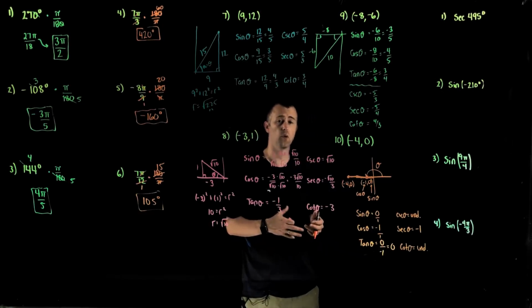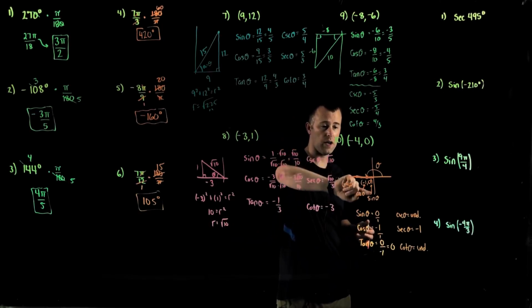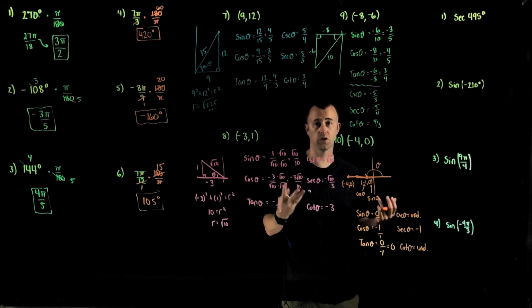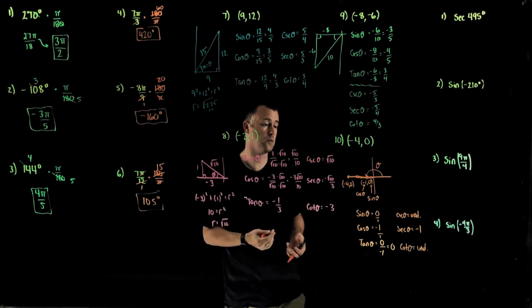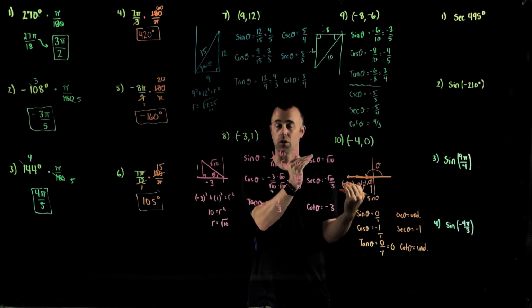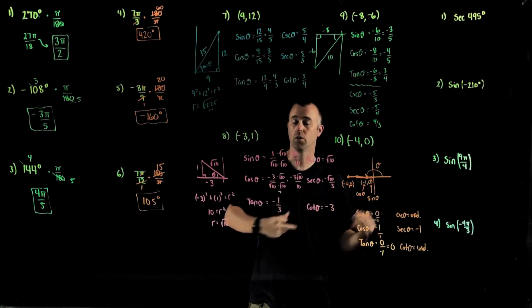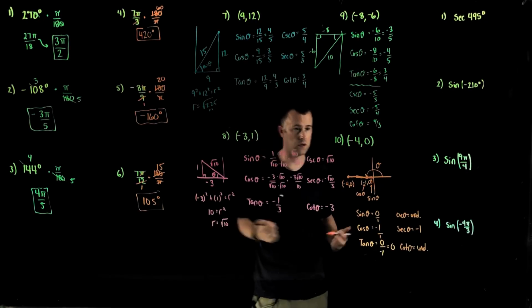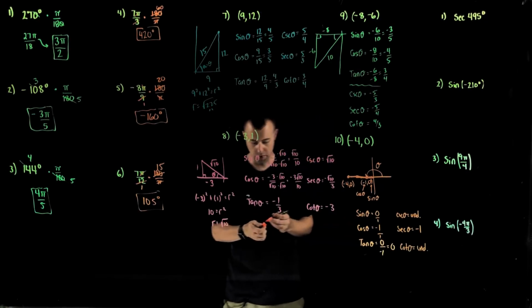So anytime you have a point that lies on the x or y axis, since you can't draw a triangle, just use the unit circle. Bring that point down to (0, 1), or (-1, 0), or whatever the case may be, and use that point instead. So that's what I did for number 10.